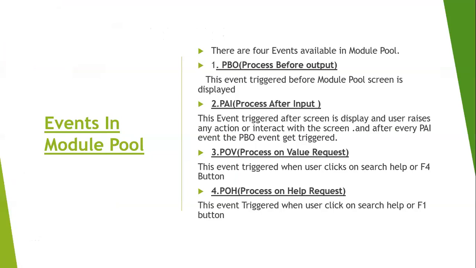Now for any kind of user interaction, like clicking a button or checking a radio button, if you want to do a certain activity, then you should write the code in the PAI event, that's process after input. And POH will be the process on help request. This event is triggered when a user clicks on a search help or the F1 help button. We do not use this event frequently, but since it is there in SAP, we also cover this one. So this is all about your events.